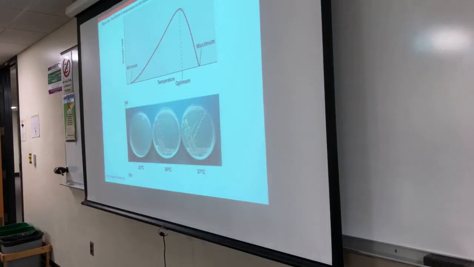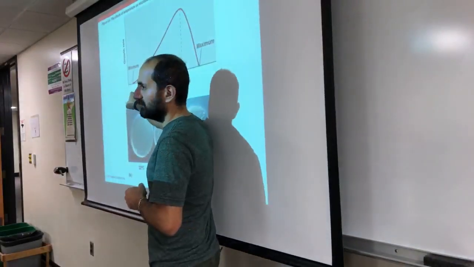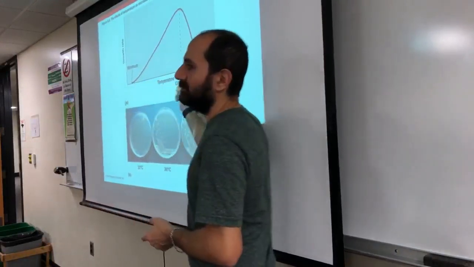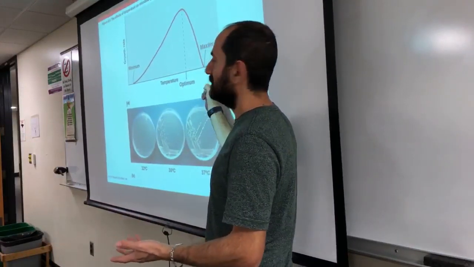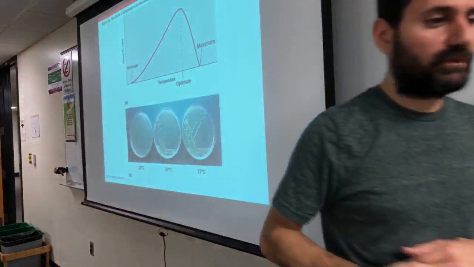What else did we talk about that was important? Oh yeah, these are the cardinal temperatures. Growth temperatures: the minimum, optimum, and maximum temperature for a creature. Every creature has its own minimum temperature that it can grow at, optimal temperature that it prefers to grow at, and maximum temperature that it can grow at before it starts to denature, before it starts to die.